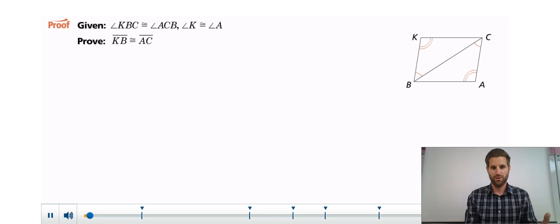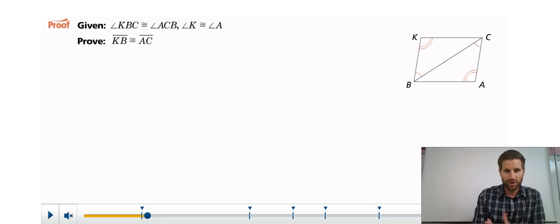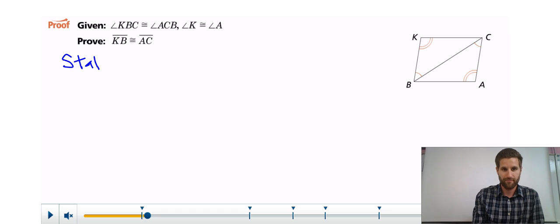So the proof is called proving parts of triangles congruent. So we're going to go ahead and take a look at this example. So we have our picture over here. We want to show that KB, this segment here, and AC are congruent. Okay, well, I don't really know how I could show that, but I could show the two triangles congruent first and then use CPCTC to go ahead and do that. So let's go ahead and set that up. So we're going to go ahead and do a normal proof. Okay, so we're going to do our statement, and then our reason. Okay?